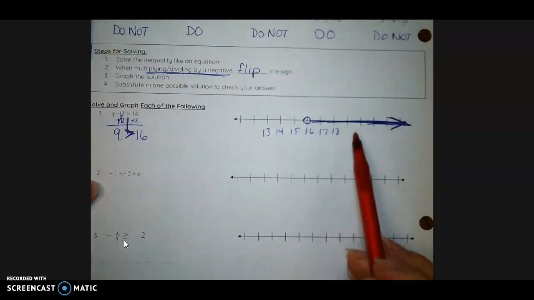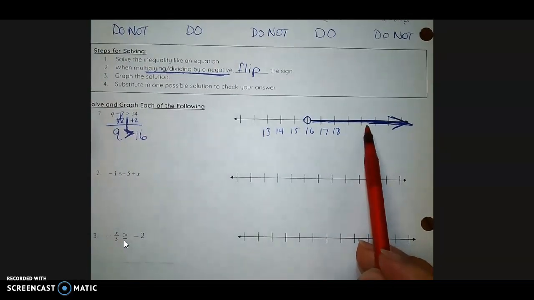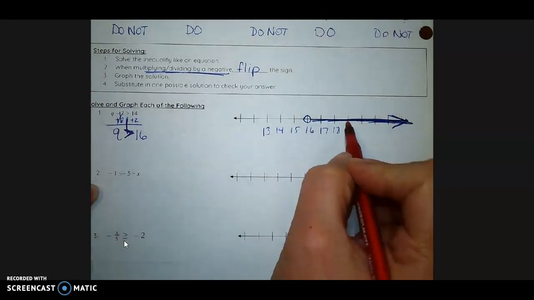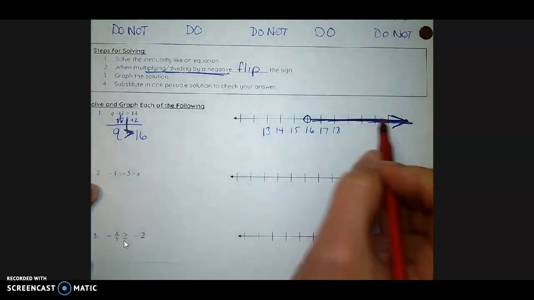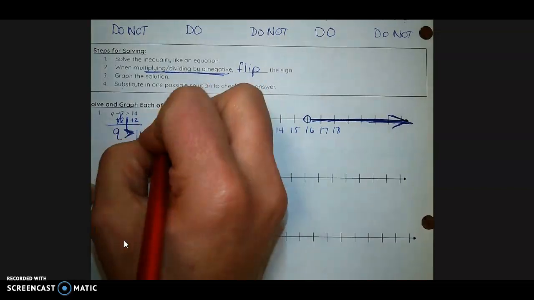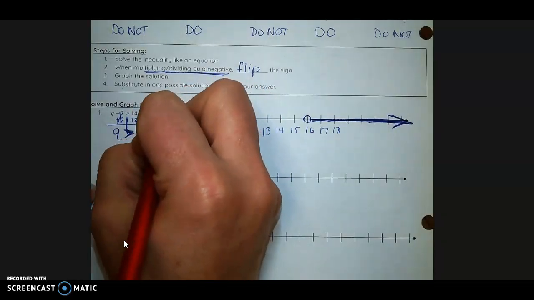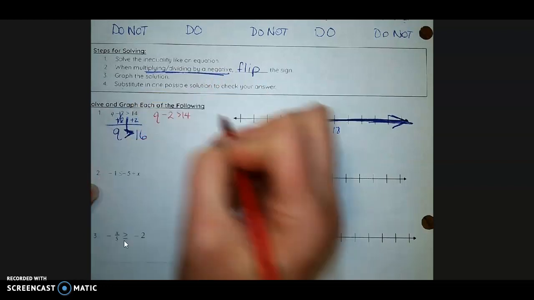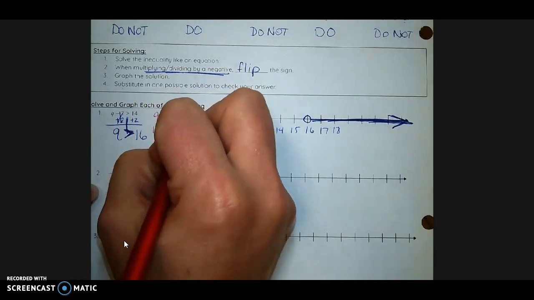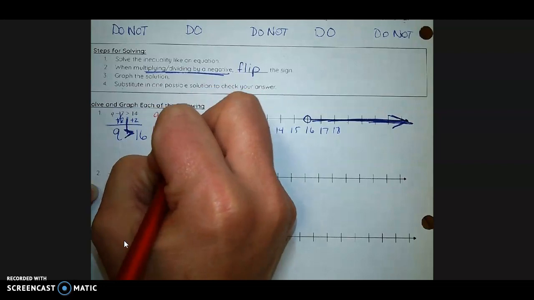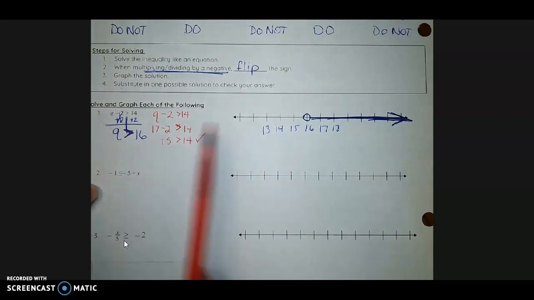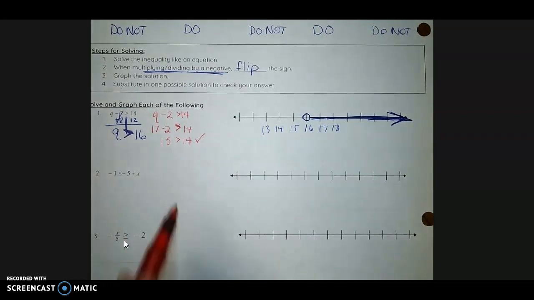Now what that means is I should be able to pick anything over here, put it back into my equation, and it should be the right answer, or a true answer. So I could pick 17, 18, 19. I could put 16.1, whatever I want to put in there. So say I pick 17. Well, my original equation was Q minus 2 is greater than 14. If I put 17 in there, I get 15 is greater than 14, which is a true statement. So that means that my answer and my graph, if they match up, should be correct.